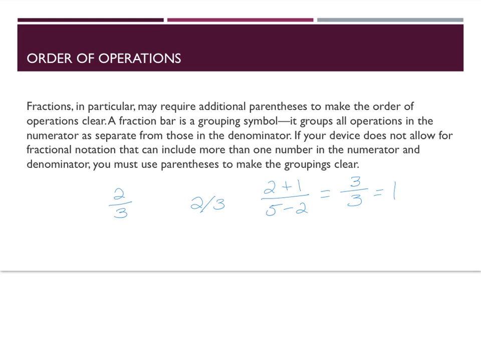If I were to type that into a calculator, it doesn't look the same. 2 plus 1 over 5 minus 2, that's not what I see when I read this. That looks like it says 2 plus 1/5 minus 2. 2 plus 1/5 minus 2 is not going to equal 1.